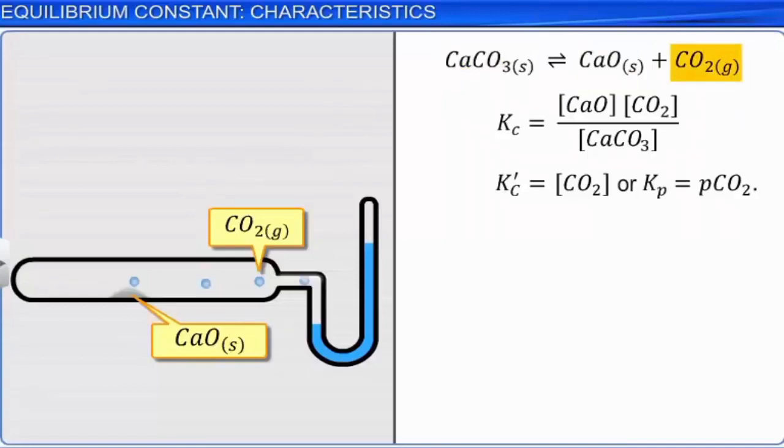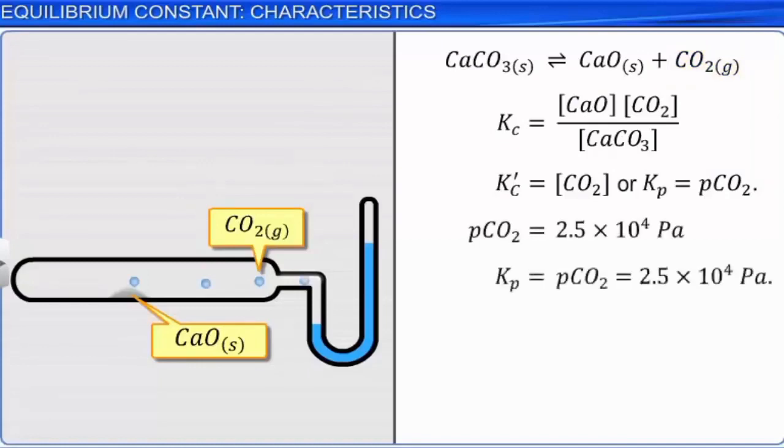It has been found experimentally that the pressure of carbon dioxide in equilibrium with calcium oxide and calcium carbonate at 1073 Kelvin is equal to 2.5 into 10 raised to the power 4 Pascal. Hence, the equilibrium constant at 1073 Kelvin, which is equal to the pressure of carbon dioxide, is equal to 2.5 into 10 raised to the power 4 Pascal.